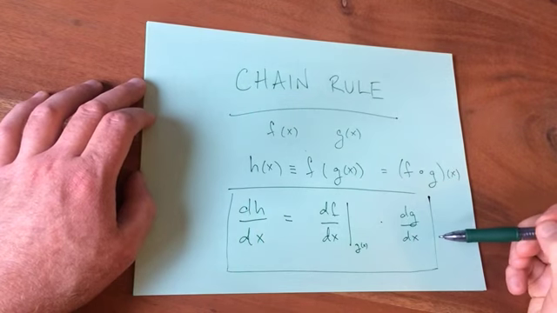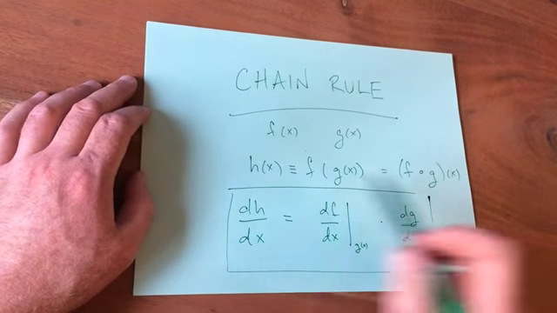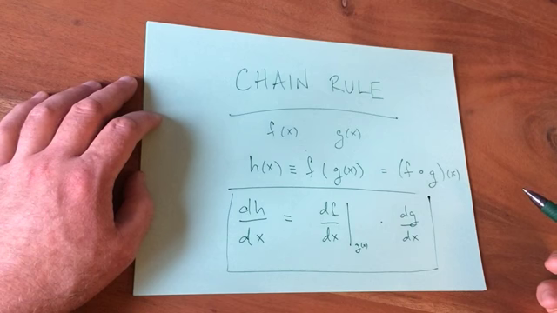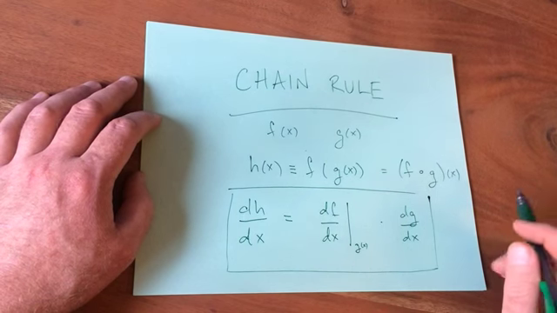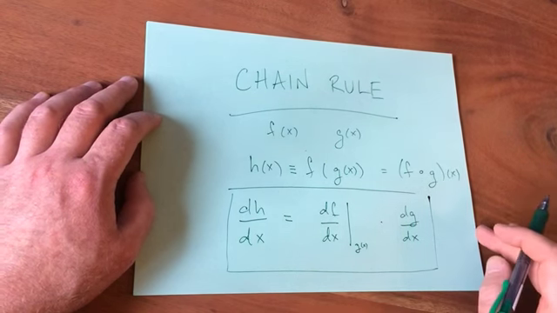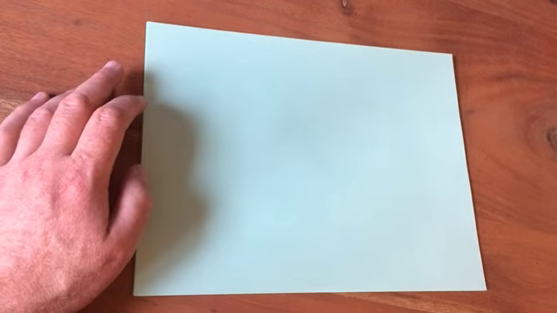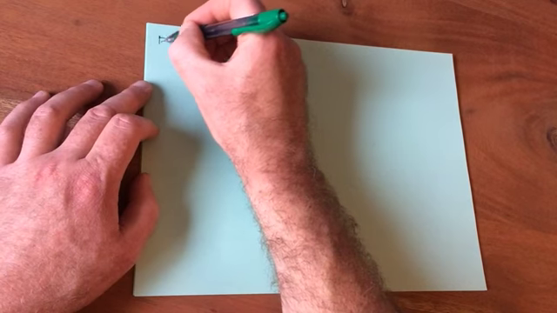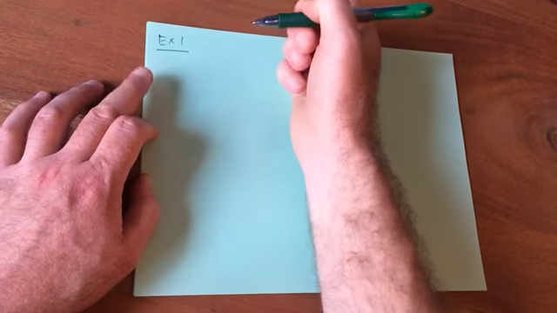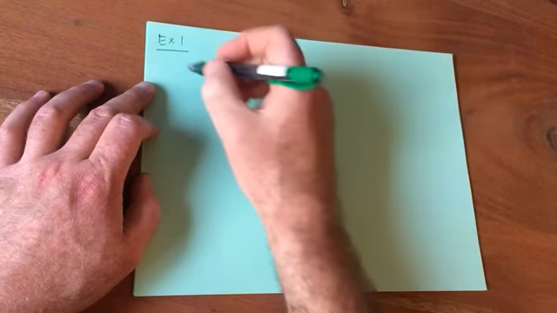Okay, so this here is a statement of the chain rule, and there's some notation here that's probably unclear at this point, but that's okay. We're going to explain and unpack by going through a couple of examples. So here we go. Example number 1. We'll start off with something simple.